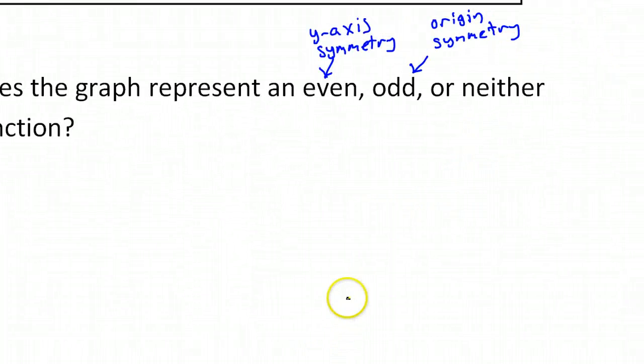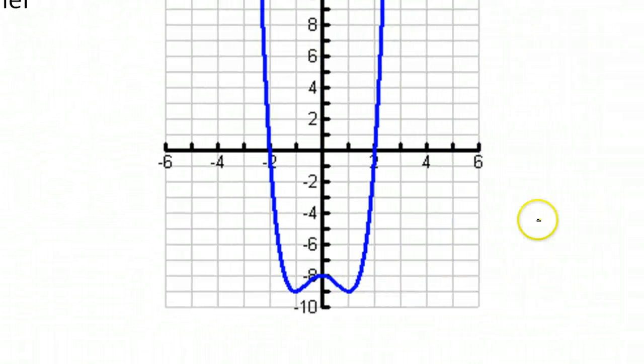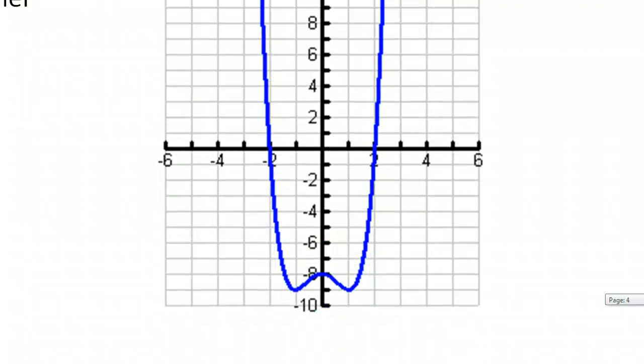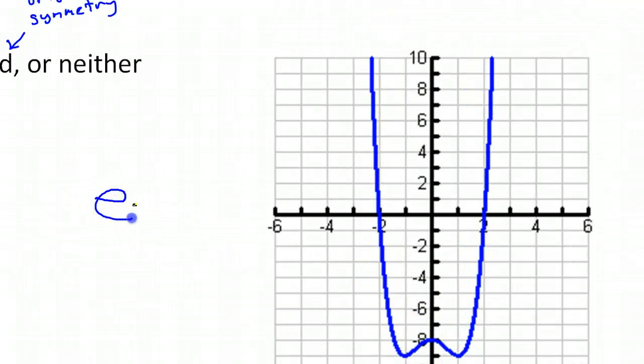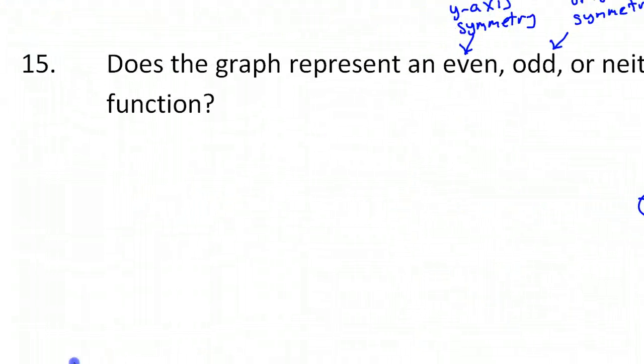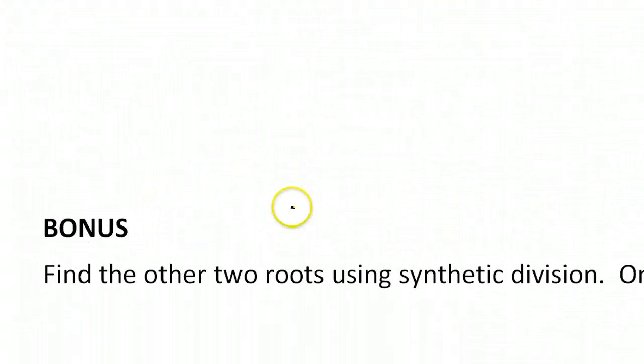Okay, let's see what we have. Where is this graph? Can't find it. Oh, there it is. This graph clearly has y-axis symmetry. The y-axis splits this graph right down the middle, so y-axis symmetry, it is even. Okay, where's the answer line? I'll just put a big old even right here for now. Yeah, there you go.